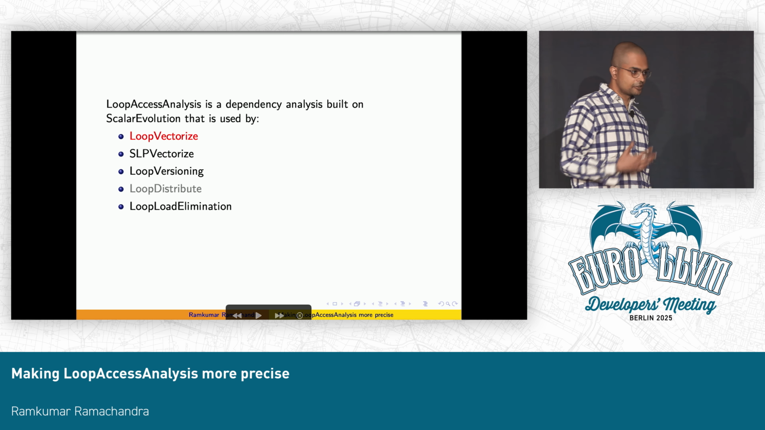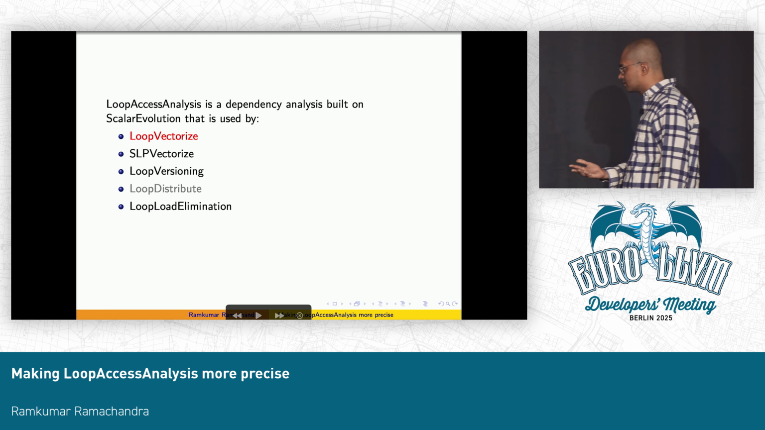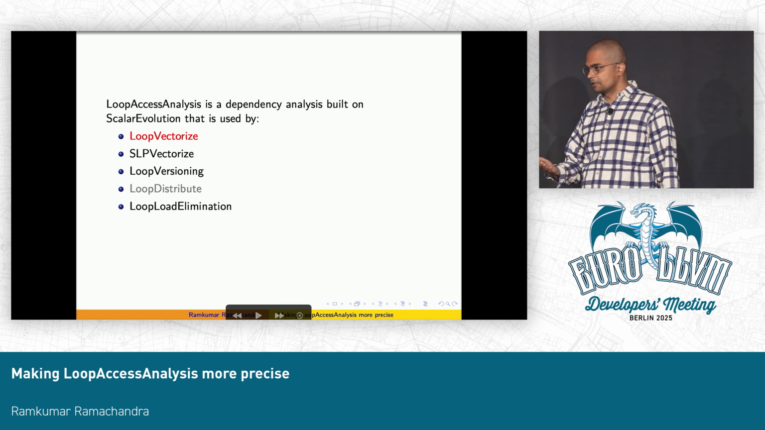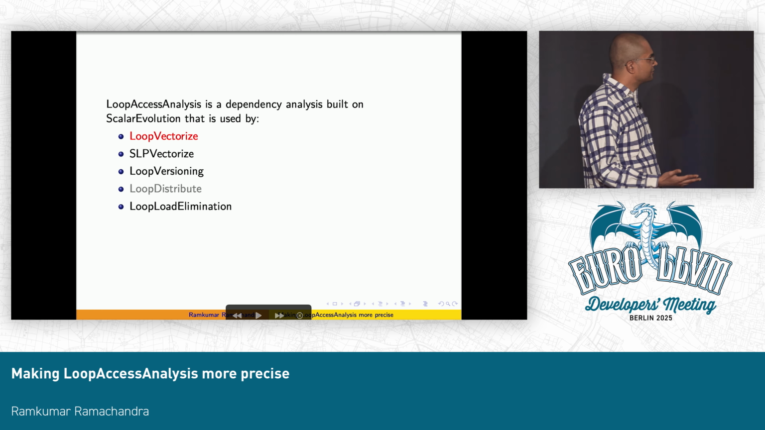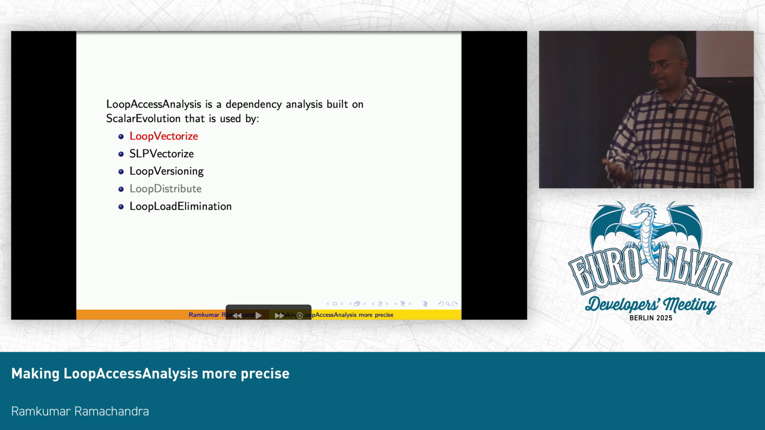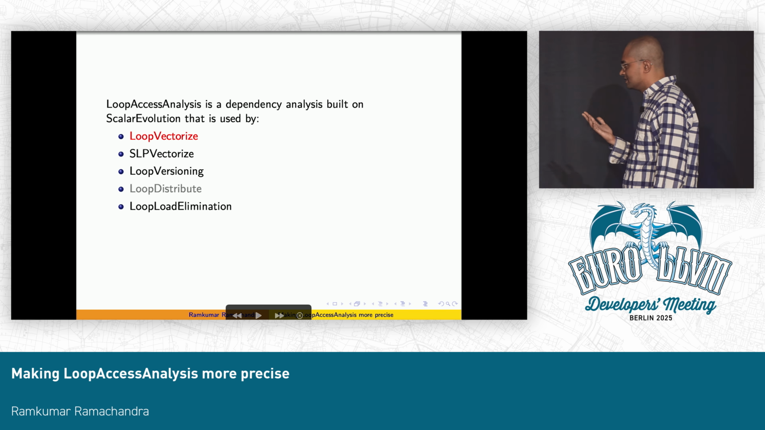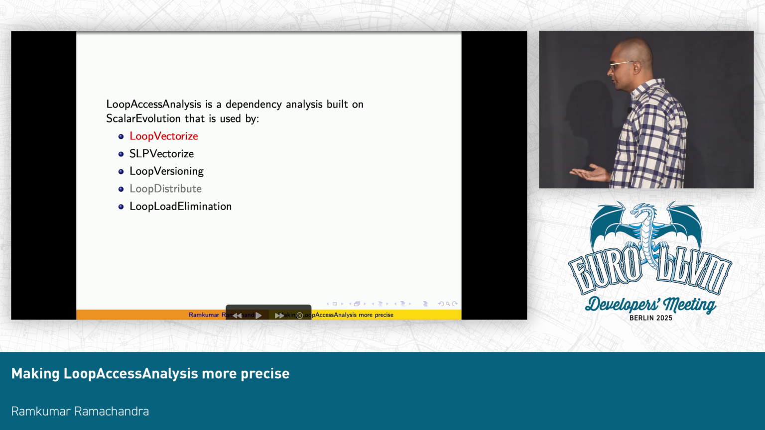Loop distribute is not turned on by default, although there is the equivalent in GCC, which is ldist, which is actually quite powerful. So we should wonder why our loop distribute is not as good as GCC's, and whether it can be useful for vectorizing some additional cases.